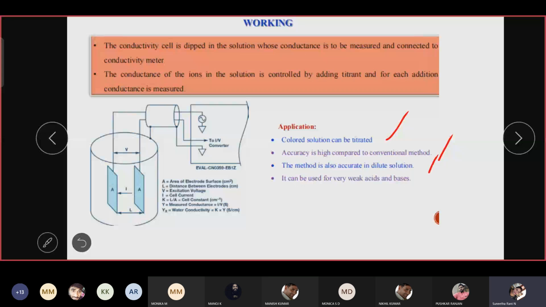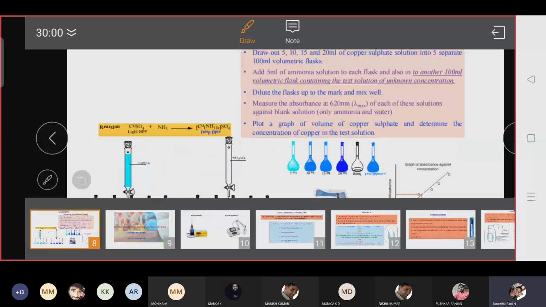So this is the experiment you have done in the practical, right? So sorry.